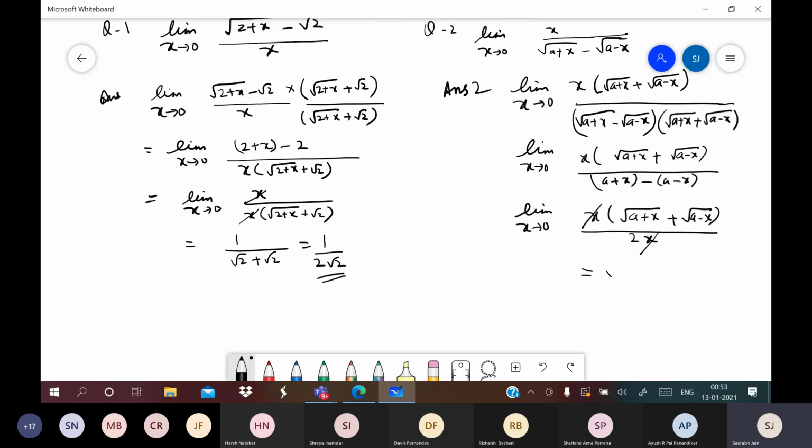No more common term, put the value. In place of x, you put 0. Root a plus root a is 2 root a. 2 also gets cancelled, root a is the answer. Okay.